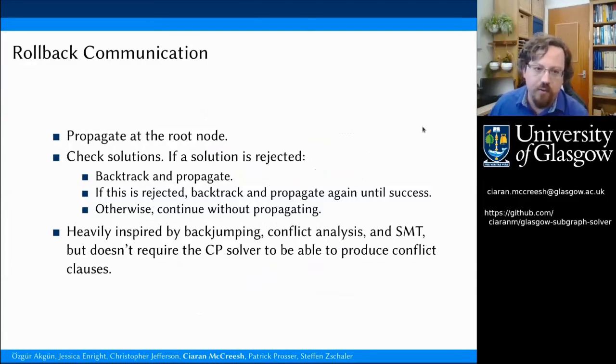If the CP solver still says no, this is unsatisfiable, we backtrack again, do another full round of calling the CP solver for full propagation, and we keep backtracking until the CP solver is happy. It may give us some deletions, but it doesn't say this is obviously unsatisfiable. And once it's done this, we continue again without calling the CP solver to do any more propagating until we reach another candidate solution. And this is heavily inspired by backjumping and conflict analysis in SAT solvers and some of the things that SMT solvers do.